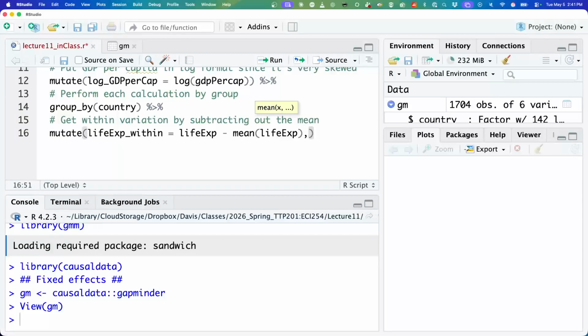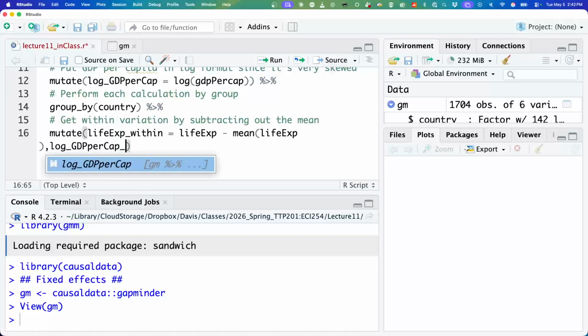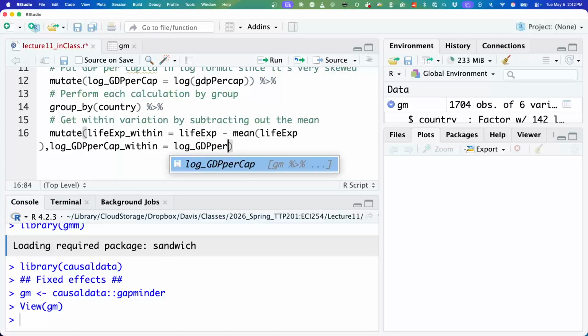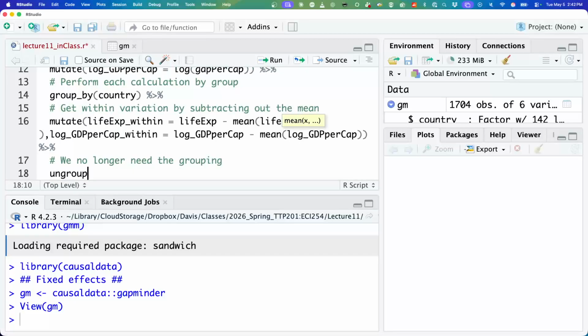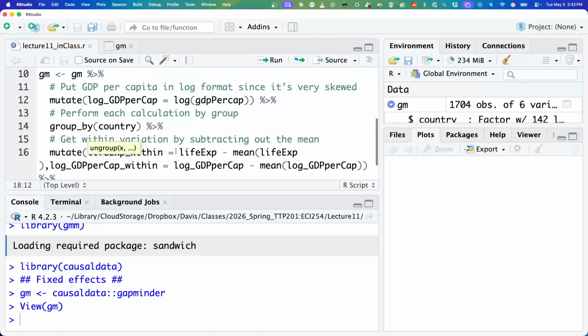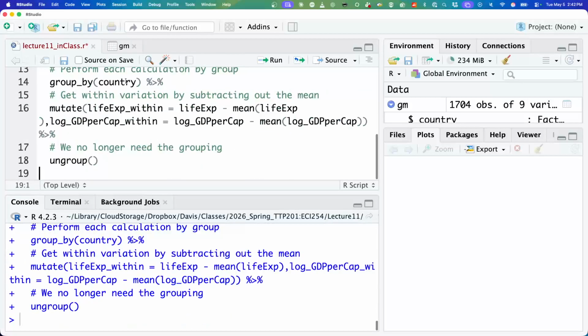Pretty straightforward. And then we want to do that for GDP. So log of GDP per cap within is equal to log GDP per cap minus the mean of log GDP per cap. And that's it. We no longer need the grouping. So here I just ungroup. And that's done.